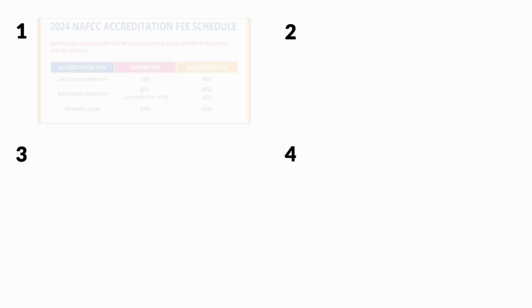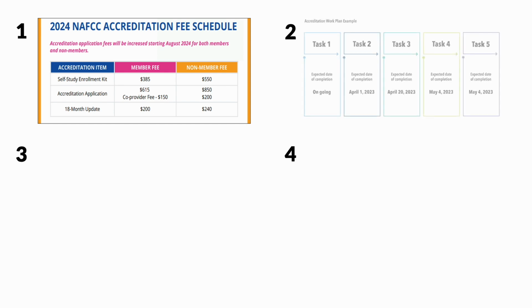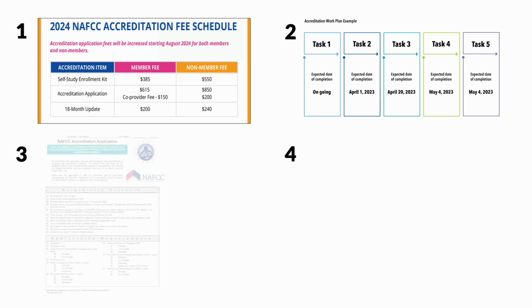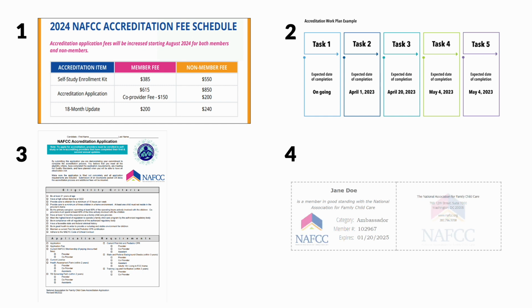Before you begin the application, we recommend collecting all the required documents. All programs must submit 4 documents. 1. A copy of the NAFCC accreditation fee page. 2. A completed accreditation work plan. 3. A copy of your completed NAFCC accreditation, re-accreditation, or annual update application. And 4. Proof of membership in NAFCC. If your program is currently accredited, a copy of the accreditation certificate is also required.